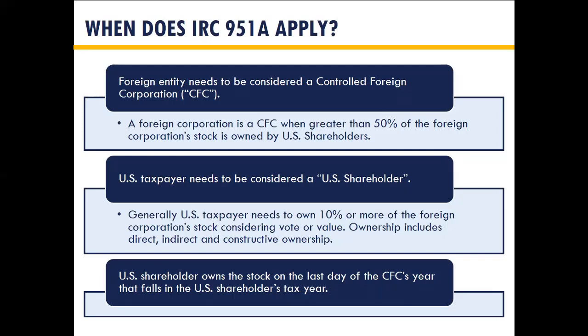Lastly, the US shareholder needs to own the stock at the end of the year, on the last day of the year. So what can happen is you could have a US shareholder who owns the stock for a majority of the year, 90%, 95% of the year, and then sells it to another US person. That US person that purchases it usually is on the hook for all of the GILTI or all the subpart F income during the year. So that's something to keep in mind if you're involved in a sale transaction or a purchase of a CFC, making sure that it's addressed.